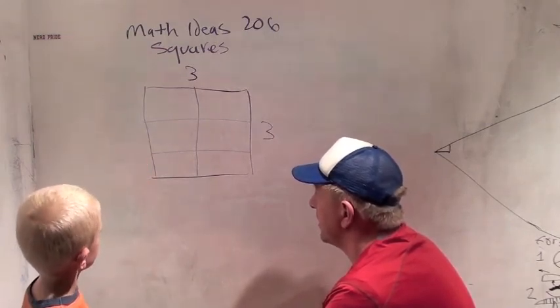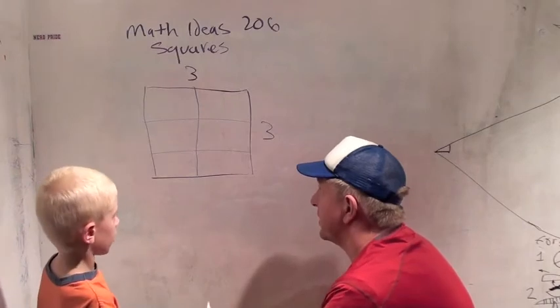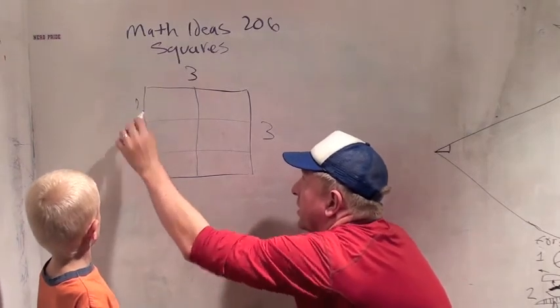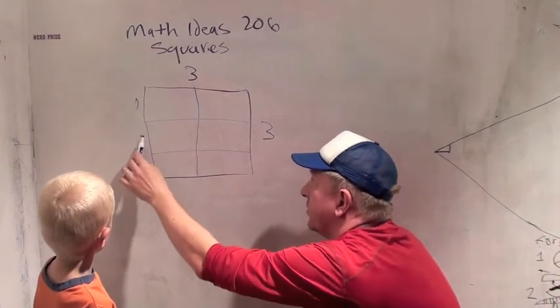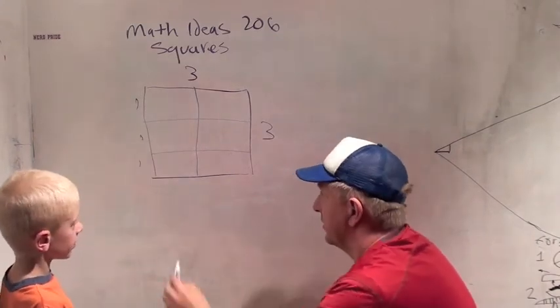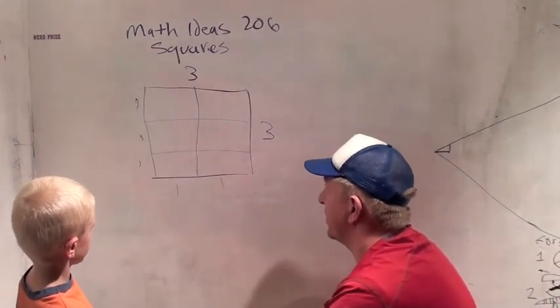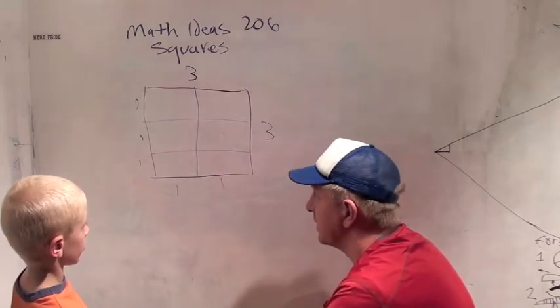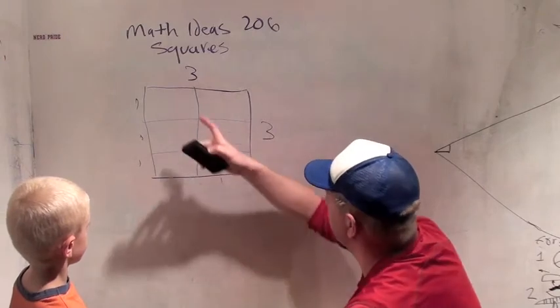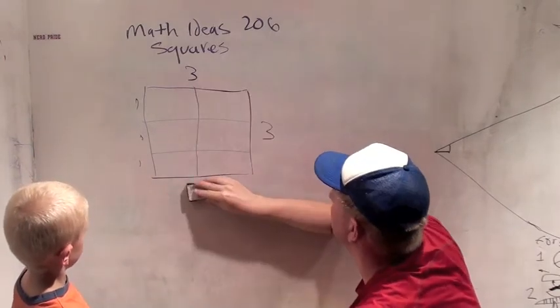Well, are these 1 by 1? No. 1, 1, 1 adds up to 6. No. 1 plus 1 plus 1 is 3. If this was 1 and this was 1, how long would this side be? 2. It's a rectangle. This would be a rectangle, except we know that it's 3.